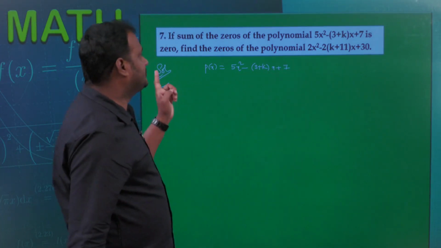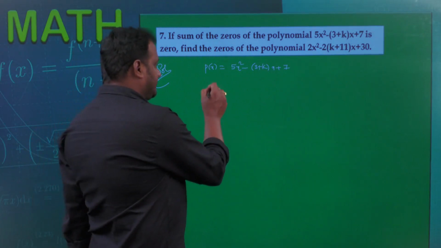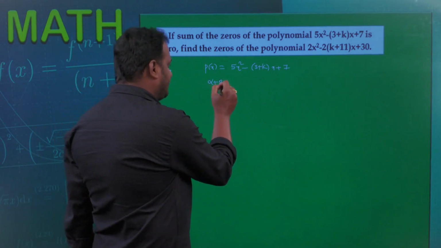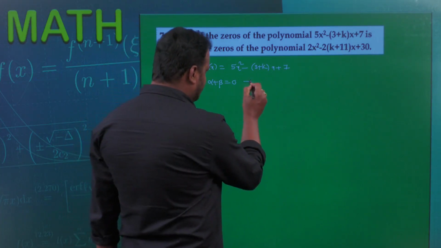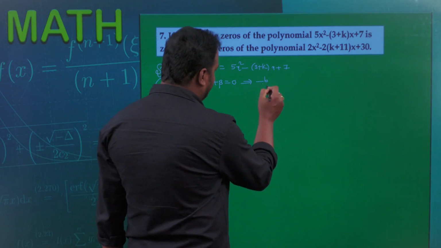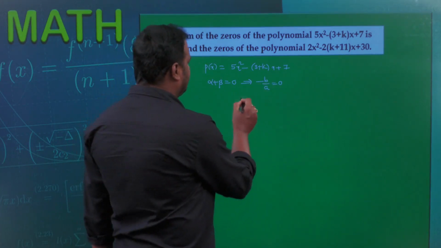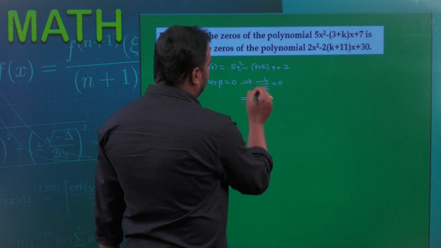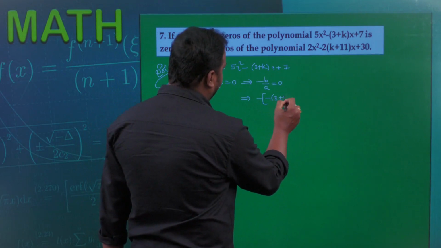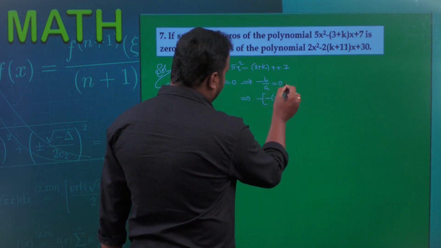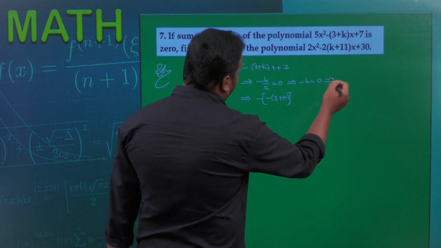Given that the sum of the zeros of the polynomial is 0. So sum of the zeros is 0 means alpha plus beta is given as 0. Alpha plus beta is equal to 0. Alpha plus beta means what? Minus b by a is equal to 0. Find out what is minus b by a here. Minus b is minus of (3 + k). See, minus b by a is equal to 0 means minus b is equal to 0 only. Minus b is equal to 0 means b is equal to 0.